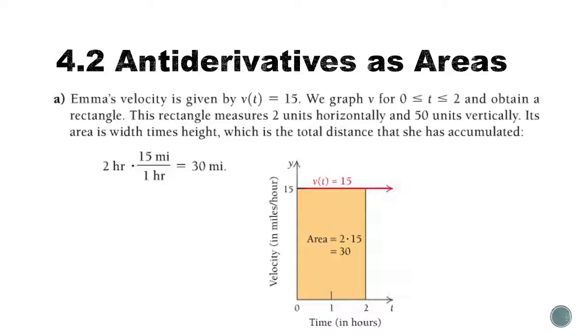Okay? So the distance that's accumulated, that you just kind of quickly calculated, is the same as the area of the rectangle. It's the area under the function v of t equals 15 from 0 for x, or time, to 2. Okay? It's the area under that graph.